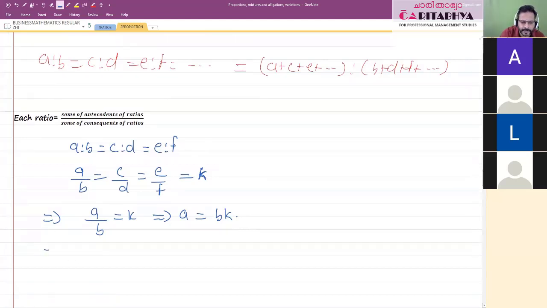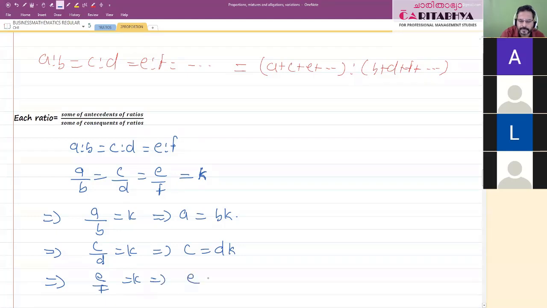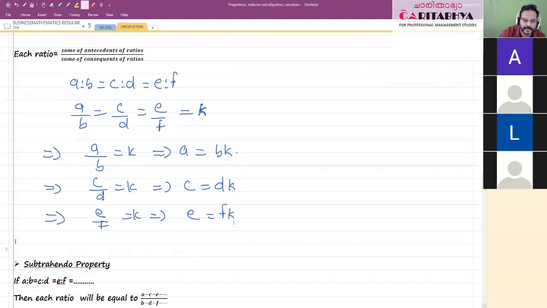Then second ratio: C by D equal to K. That implies C is equal to DK. Then third ratio: E by F is equal to K. That implies E is equal to FK.